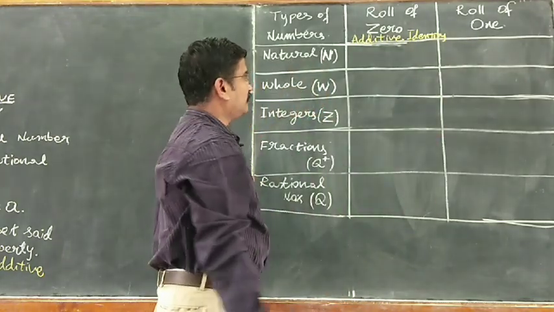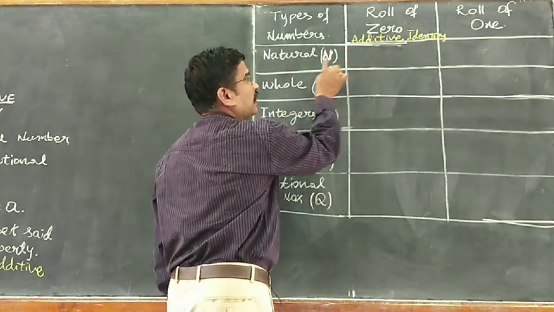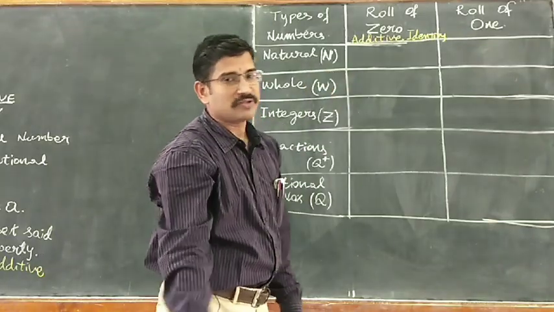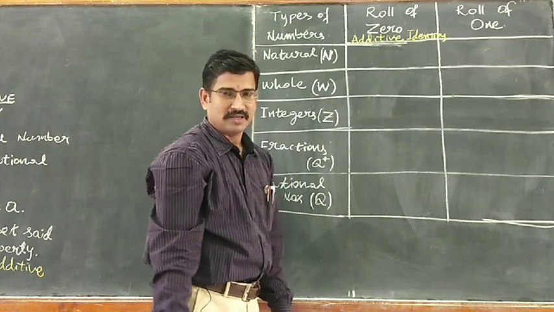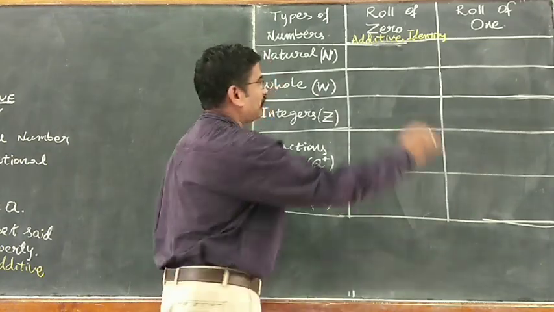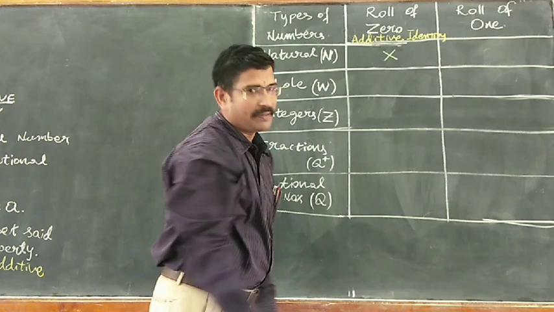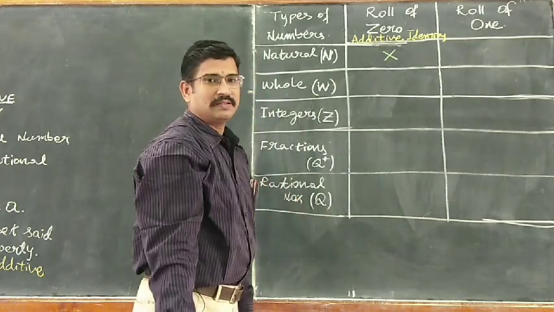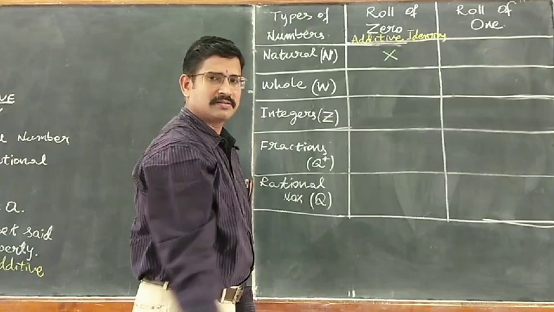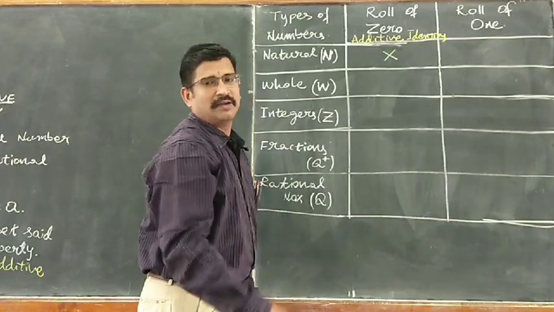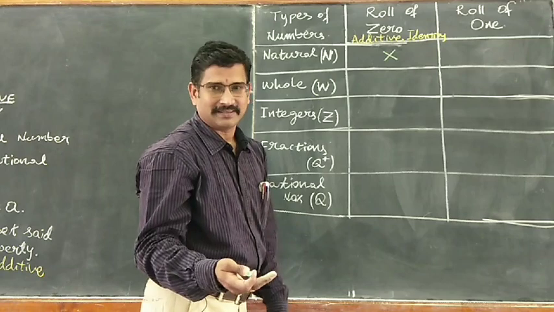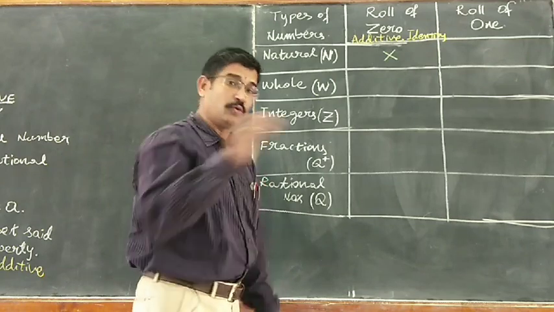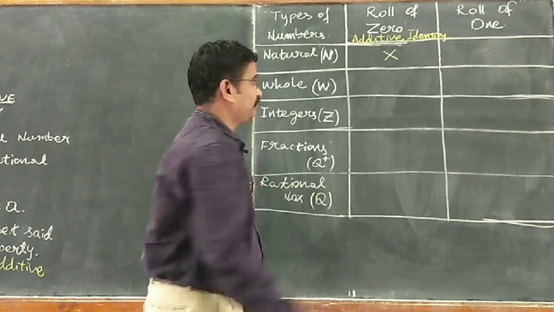See, try to observe, is 0 part of the natural numbers? No. When 0 is not a part of the natural numbers, obviously additive identity property will not be there. Then, is 0 part of whole numbers? Yes. When 0 is a part of whole numbers, to any whole number 0 added, or any whole number added to 0, gives the same whole number.